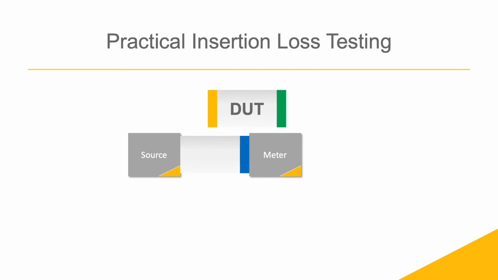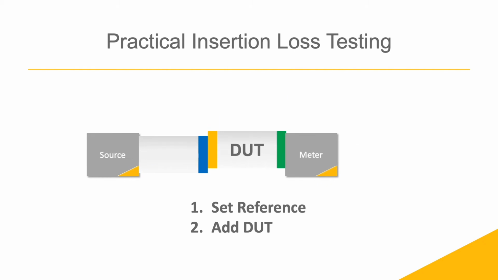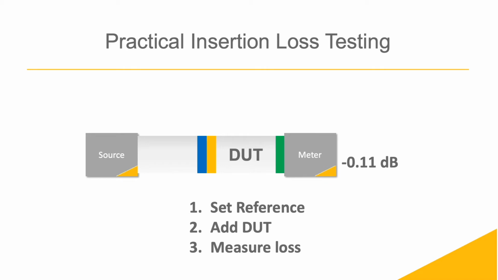Many setups include the use of a reference cable attached to the source. To measure the loss of just one length of fiber, one needs to compensate for the loss of the reference cable. This is done by attaching the meter directly to the end of the reference cable and setting the 0 dB reference point. Next, the DUT is inserted and the insertion loss meter reads the loss directly.